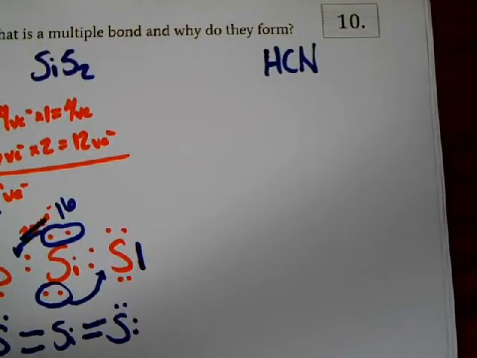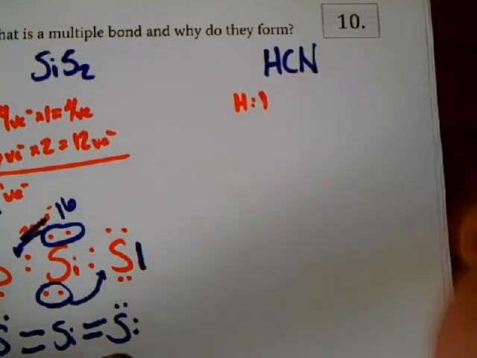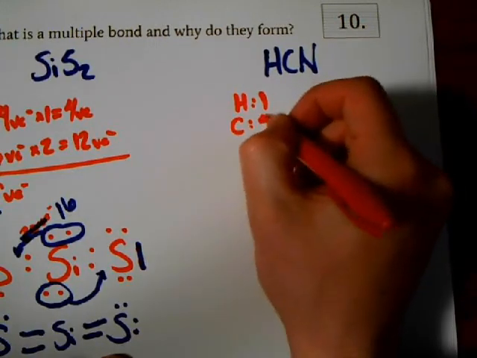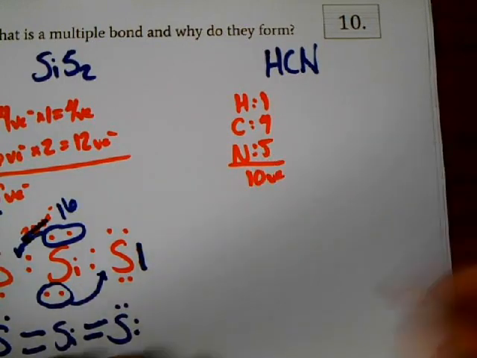Now when I go up to hydrocyanic acid, we're going to see that it's going to be a little bit more difficult than that. 1 valence electron from the hydrogen, 4 from the carbon, and 5 from the nitrogen gives me a total of 10 valence electrons to use.